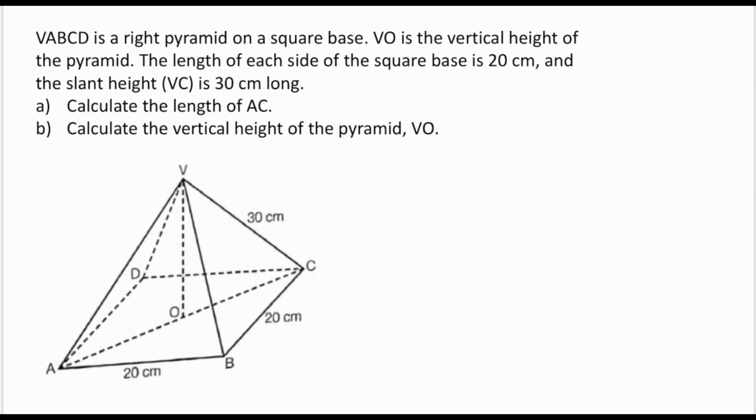All right, let's take a look at another problem. We have VABCD is a right pyramid with a square base. When they tell us it's a square base, it's really important because in this picture, yes, they did tell us this is 20 and this is 20.